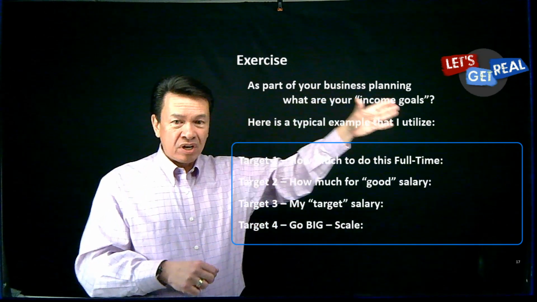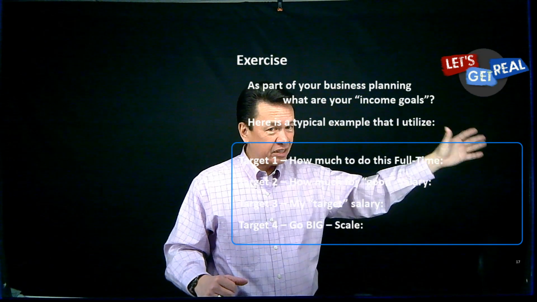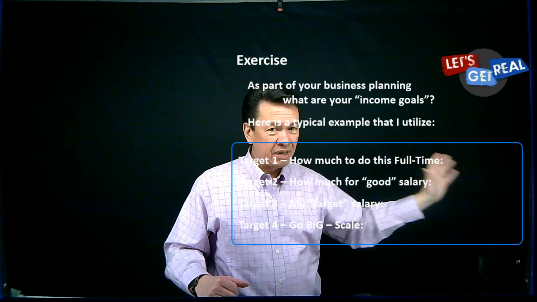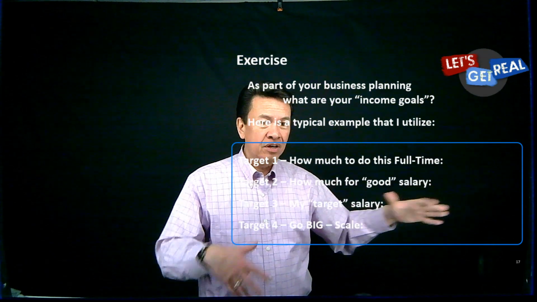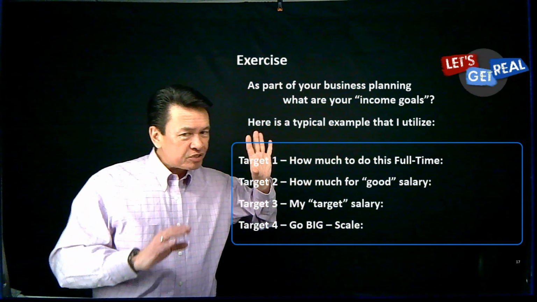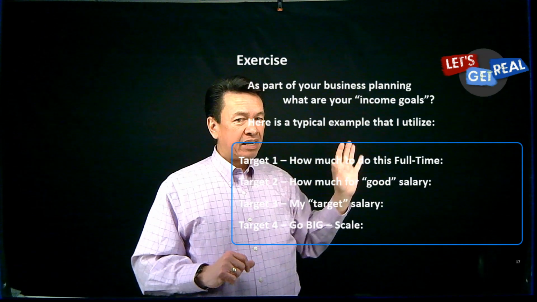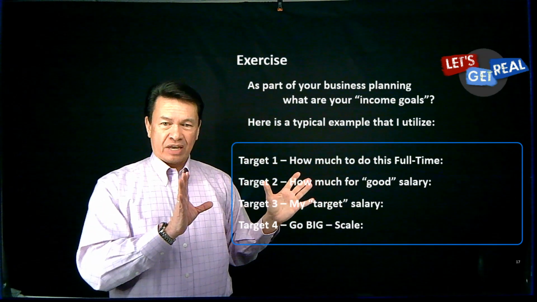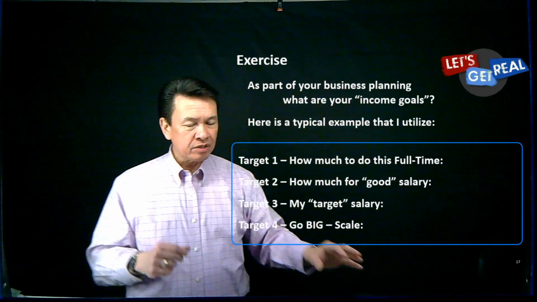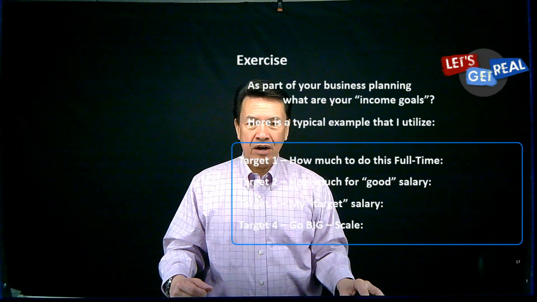When we look at yours, I want to know where you want to start, how many things you need to sell to get to that standpoint, how do we get to the good, how do we get to the target, but then how do we change it up to say, okay, if I really wanted to take it, what would I need to do in order to scale it, okay? And so I'll give you some specific examples to see how that all works, okay?